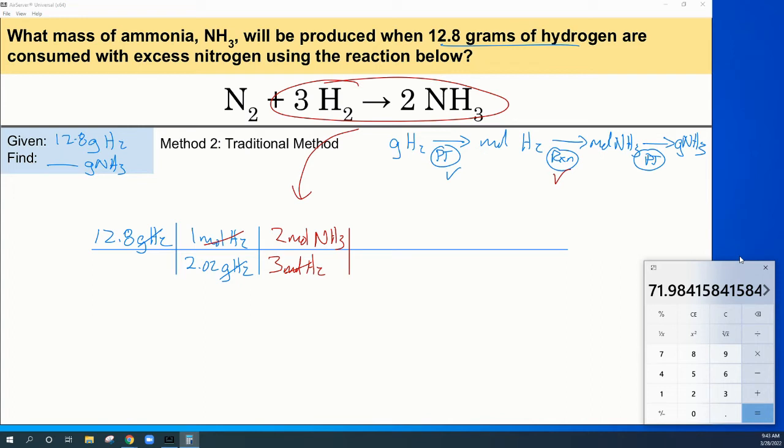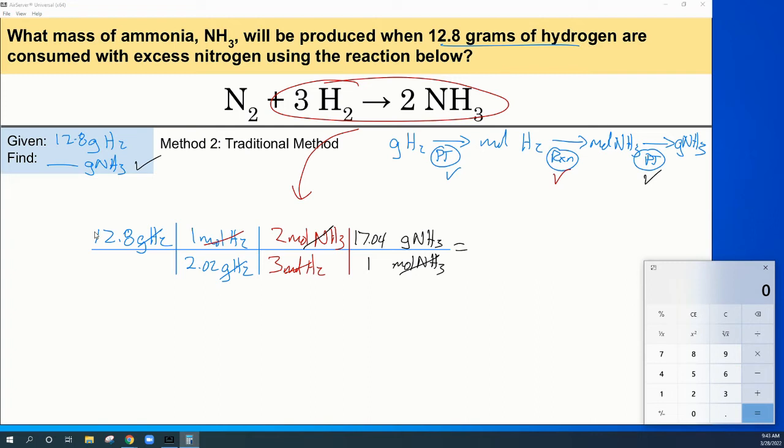My third step is going to be to change moles of ammonia into grams of ammonia. You should recognize that I need to go to the periodic table to find out that there's 17.04 grams of ammonia to every 1 mole of ammonia. So again, my periodic table is how I do that step. And now, because I have the unit that I want, I just need to put this in my calculator.